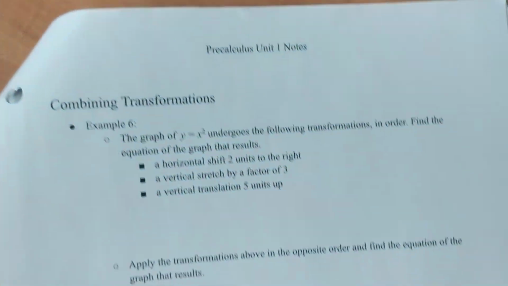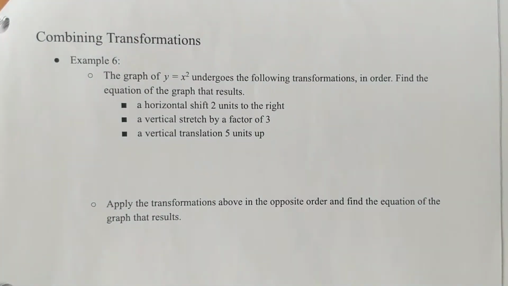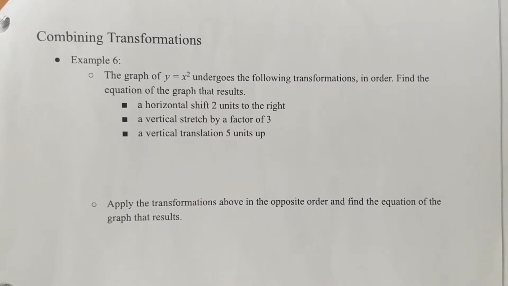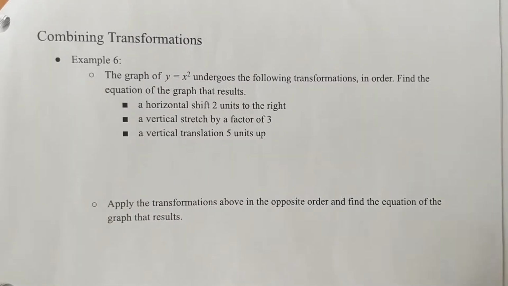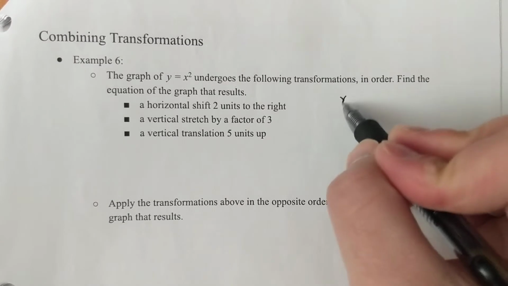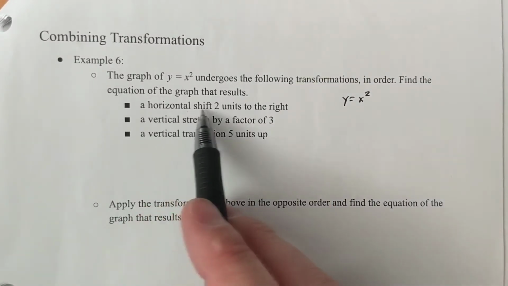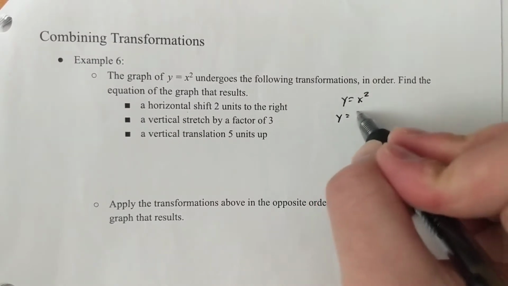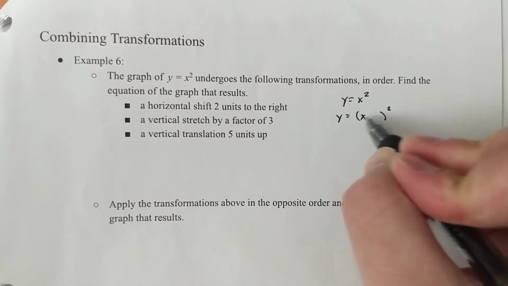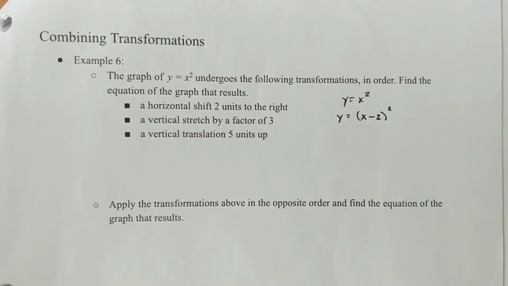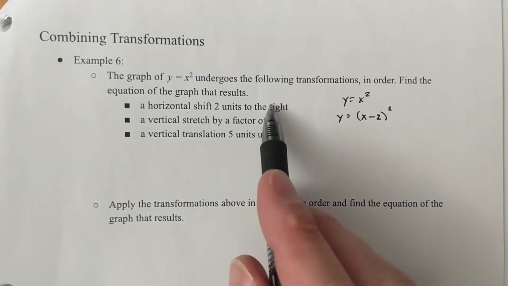Okay, combining transformations. So the graph of y equals x squared undergoes the following transformations in order. Find the equation of the graph that results. So I'm going to start with y equals x squared. The first thing that's going to happen is a horizontal shift of 2 units to the right. So that goes inside grouping symbols, and since I'm going right, I subtract 2. So that's done just the first step.